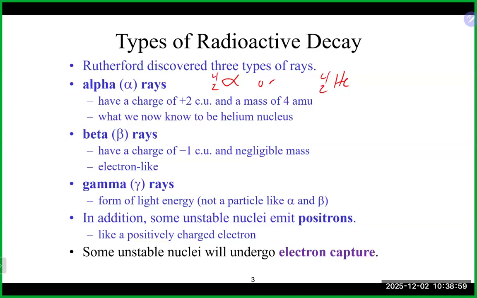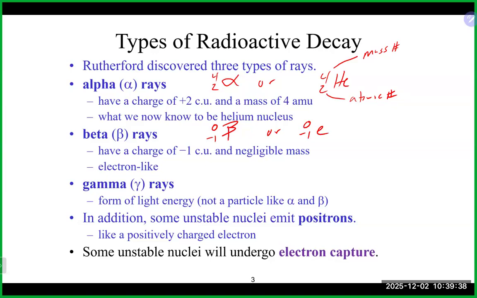They have a +2 charge and a mass of 4, and it is the helium. So they will use both of these. By the way, the top number is the mass number. The bottom number is the atomic number. Beta rays have basically a -1 charge. They're basically like electrons. Also, the beta symbol is used with a -1, or they will use an electron symbol as well. So they use both of these.